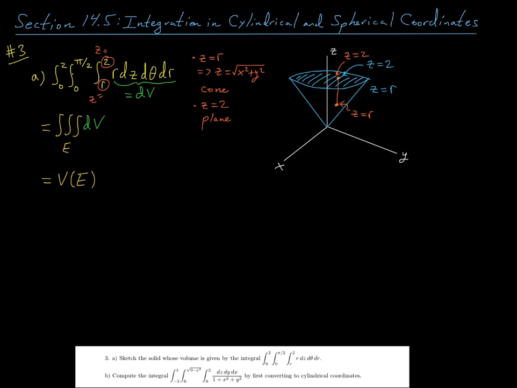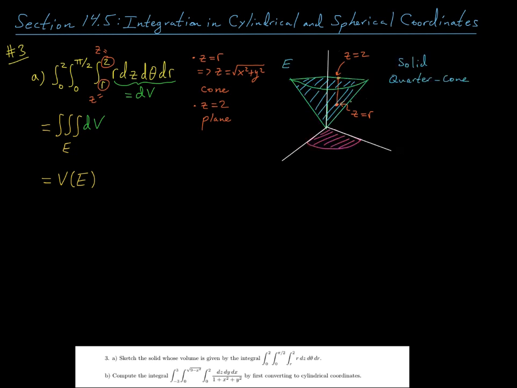And then letting r vary from 0 to 2 tells us that we're just going to be integrating over a quarter disk here in the first quadrant down here in the xy plane. Okay, so in fact, we're looking at this solid quarter cone for our region E. So it's just the portion of the solid cone that lies in the first octant. Now of course we could actually compute this volume really simply just because it's a cone, but the problem doesn't ask for that, so we'll just stop there.